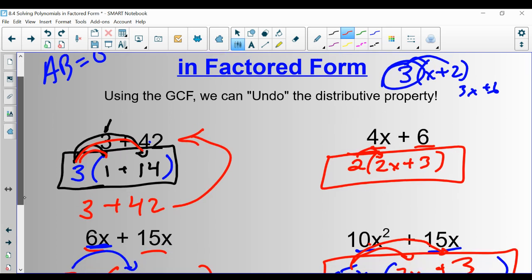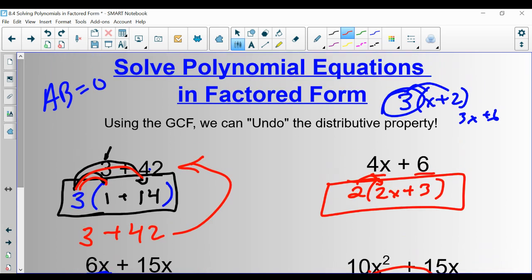I'm actually going to stop here for section 8.4. We are going to do more types of questions in part B, but this will be it for section 8.4a. Please let me know if you have any questions.